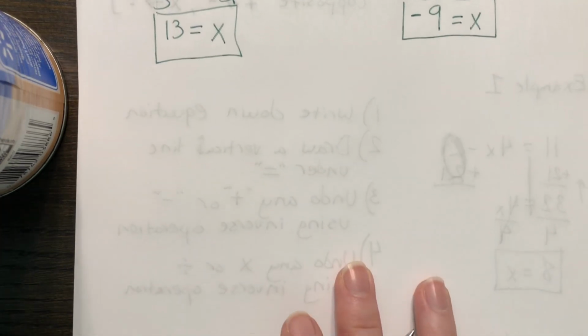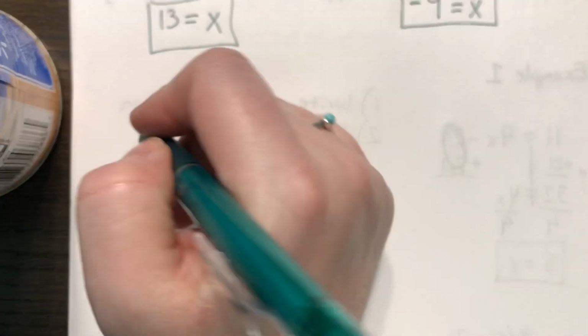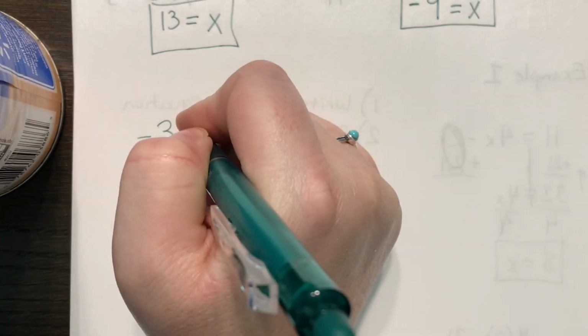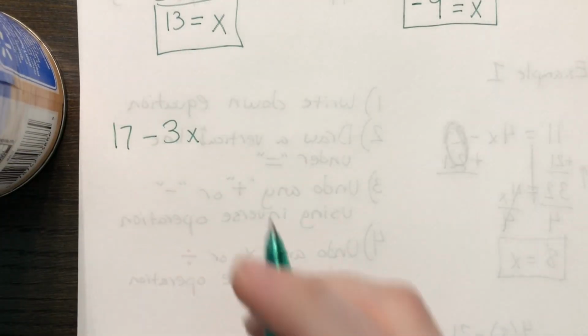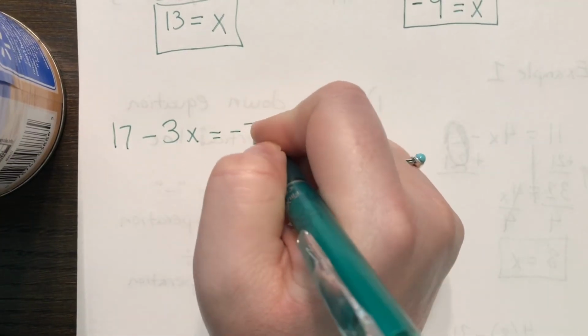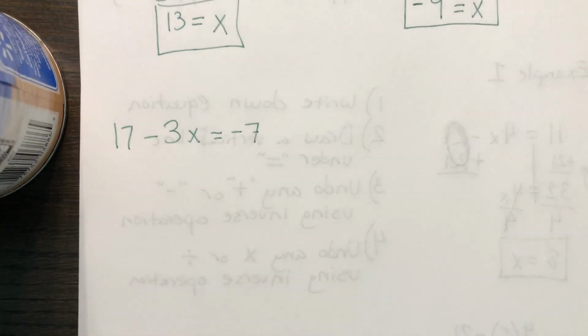Okay, I'm going to do one more example and then one with a fraction. This one, I told you I was going to do one with a fraction also. 17 minus 3x equals -7 is my third practice problem with you here. I've got my equation written down.